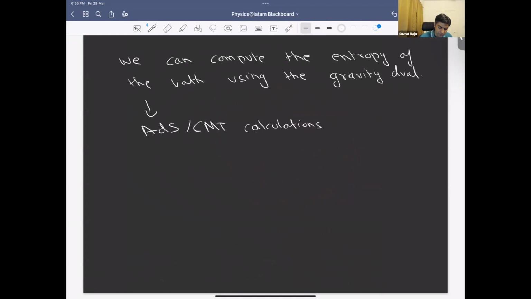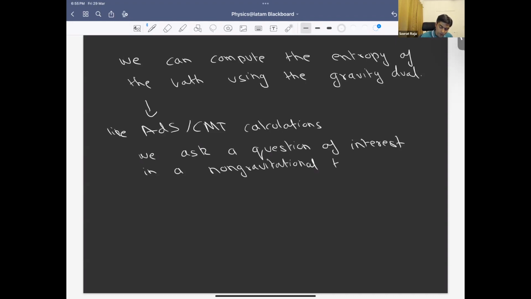So the way I like to think of these calculations is they're like AdS/CMT calculations, which is we ask a question of interest in a non-gravitational theory, and we answer it using gravity. But this is a question of interpretation. Everything I said, I think, right now is not controversial.